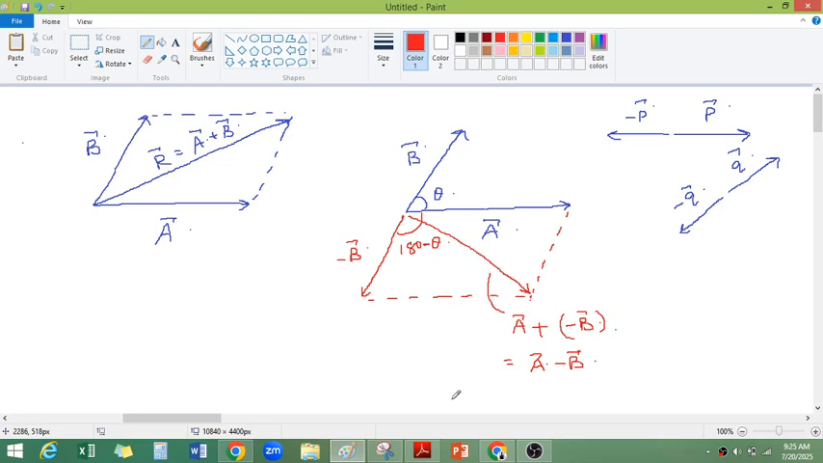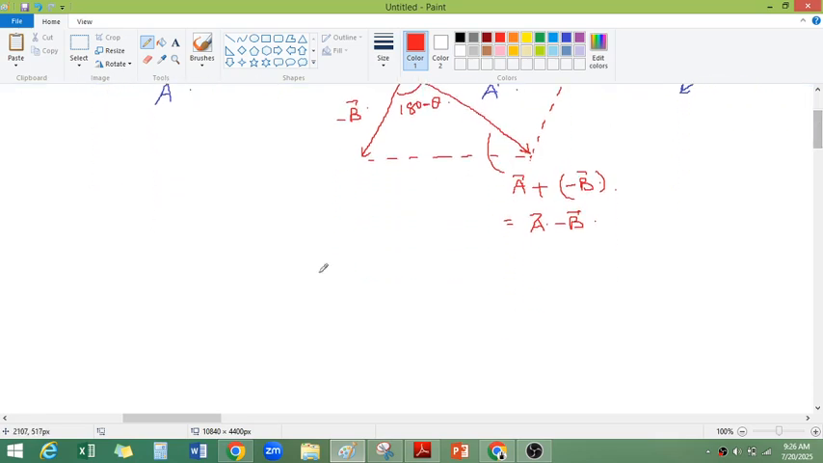Okay, so the only difference here is instead of angle between A and B being theta, now it will be 180 minus theta to find the A minus B. That's all. Otherwise, all the other things are same. So that means the resultant vector subtraction. Let me write the topic here. Vector subtraction.